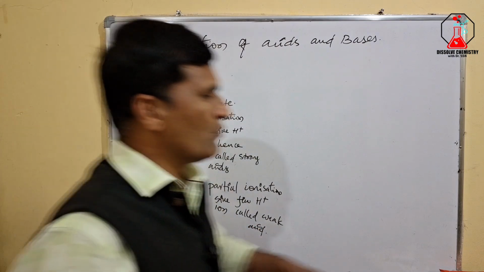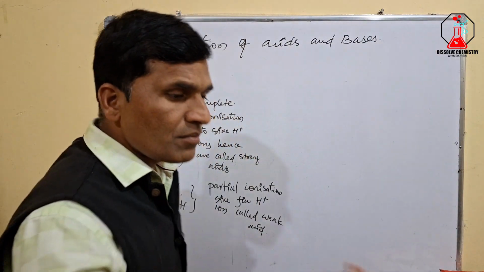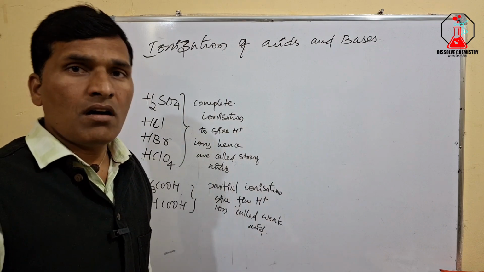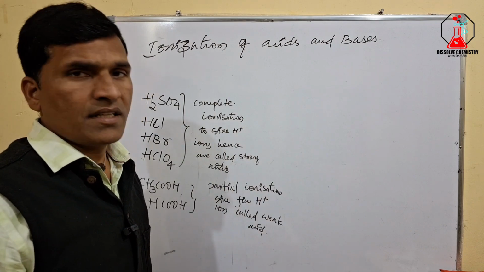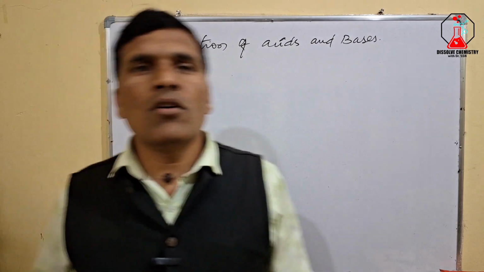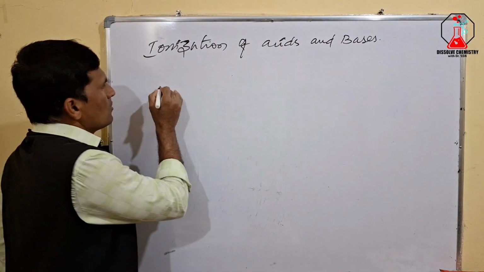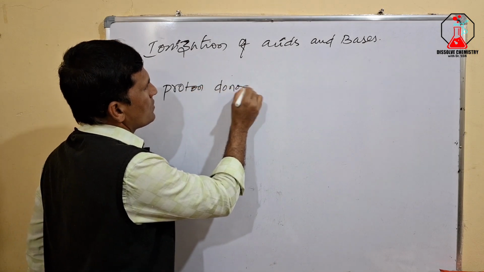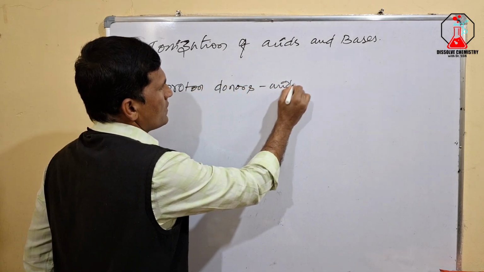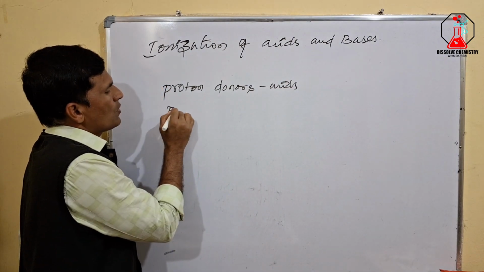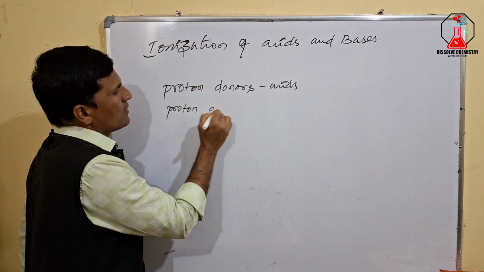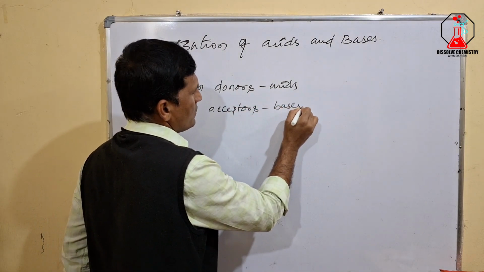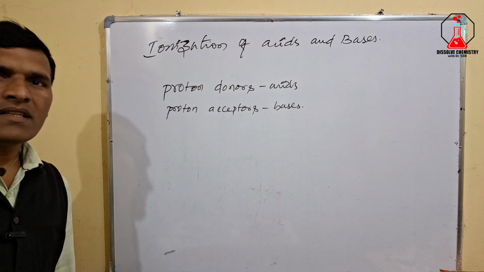Now we will move on to the next, according to Bronsted and Lowry theory. Similarly, how will we explain the ionization of these acids and bases? According to Bronsted and Lowry theory, acids are proton donors, and bases are proton acceptors. So we will see that one.